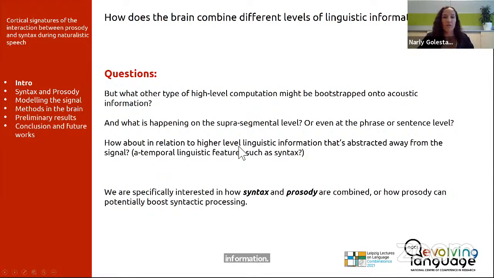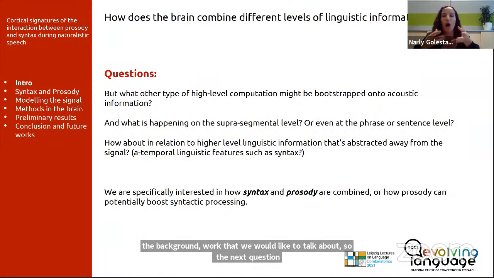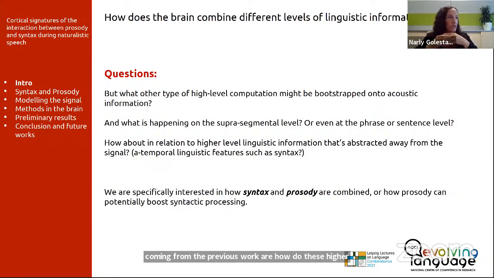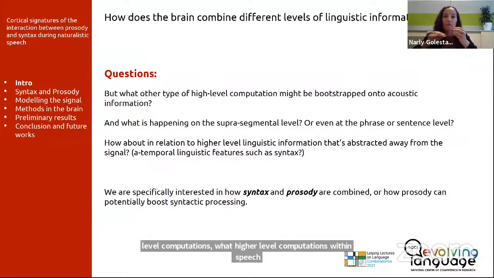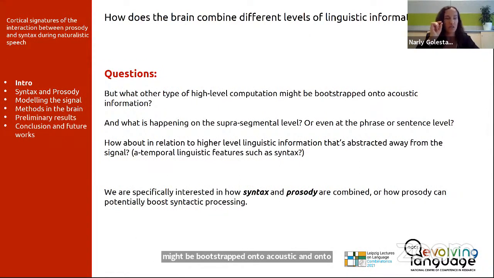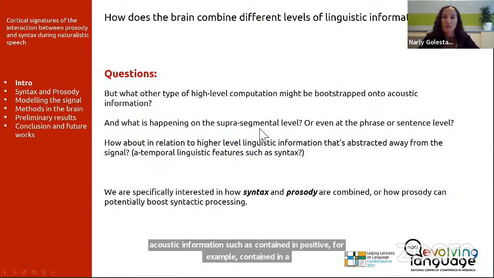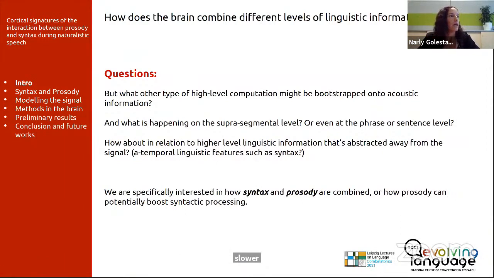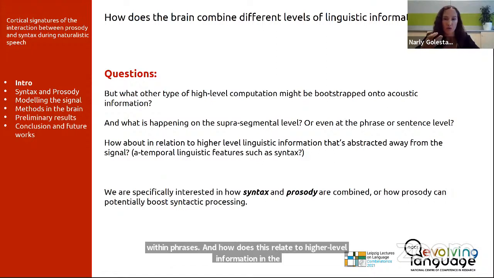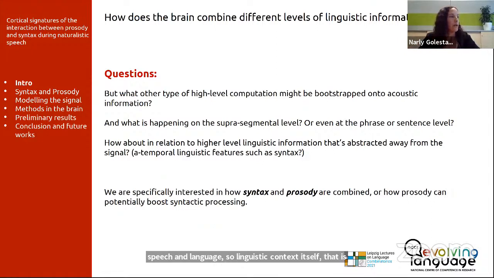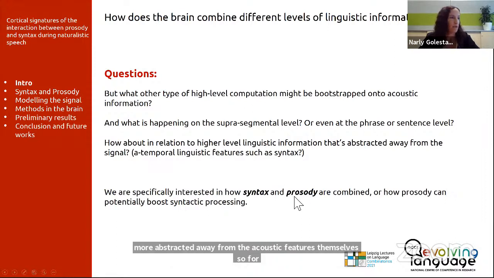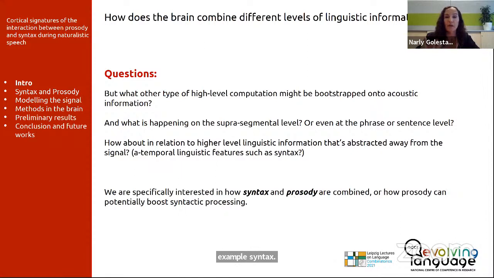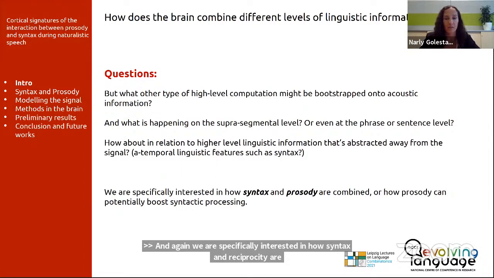So the next questions coming from that previous work are, what higher level computations within speech might be bootstrapped onto acoustic information, such as contained in prosody, for example, changing at a slower rate in contrast to the speech sounds. And what's happening at the suprasegmental level, so at the sentence level or within phrases. And how does this relate to higher level information in the language, so in the linguistic content itself, that's more abstracted away from the acoustic features themselves. So for example, syntax. And again, we're specifically interested in how syntax and prosody are combined, or how prosody can potentially boost or assist syntactic processing.